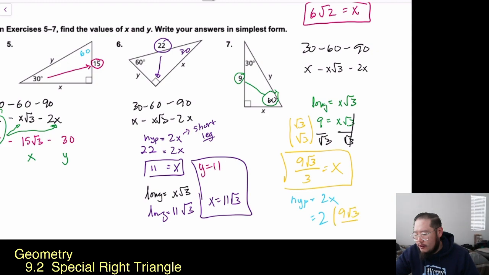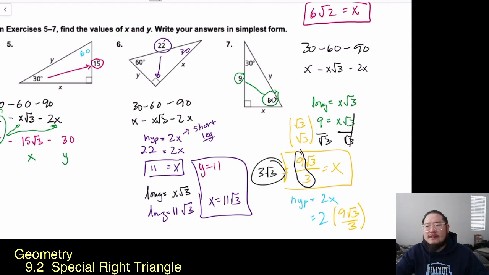9 rad 3 over 3. Remember, once again, we multiply straight across when it comes to these types of problems. And, oh, actually, let's go back one step. For our short leg, we could actually simplify this further, because I could take 9 divided by 3 right here. That part equals 3. So actually, x ends up equaling 3 rad 3. Okay? So there's our actual answer.